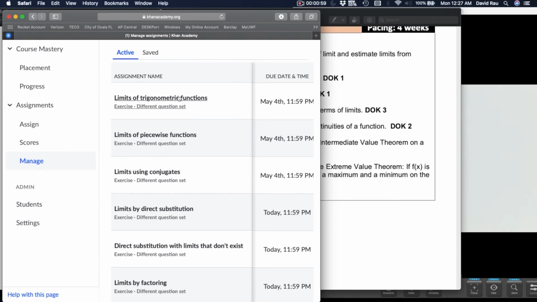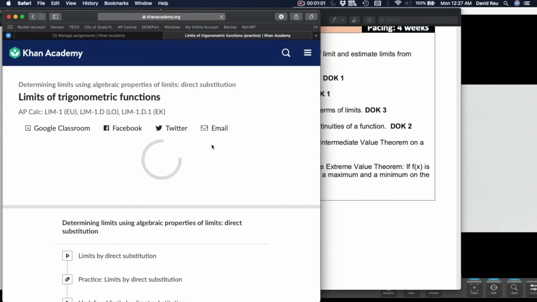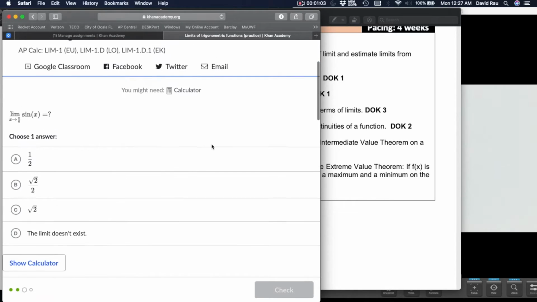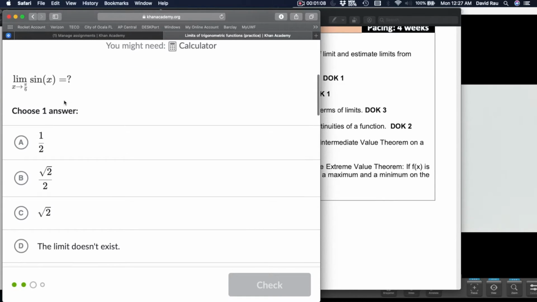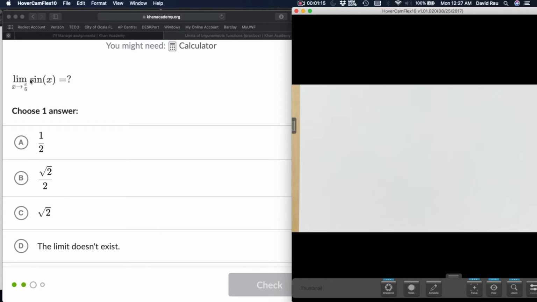So let's get started with limits of trig functions. Things to keep in mind: you're going to have to know your unit circle pretty well to navigate through these. This says find the limit as x approaches pi over 6 for sine of x, and that just means you need to know the y value, since sine is the y value, at the radian pi over 6. So hopefully you have your unit circle.